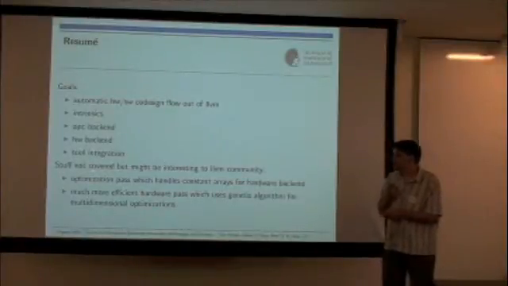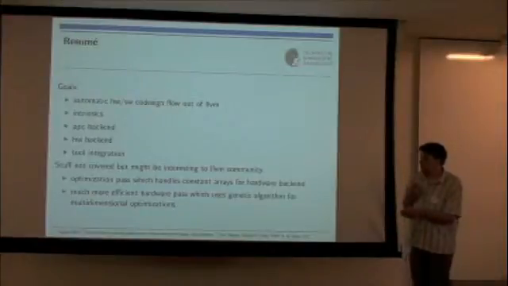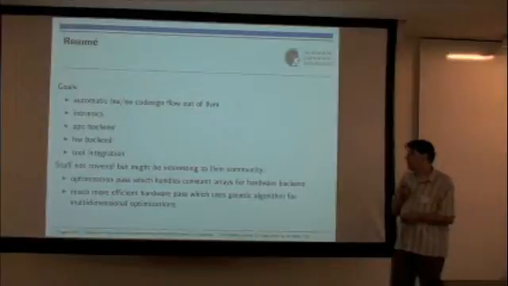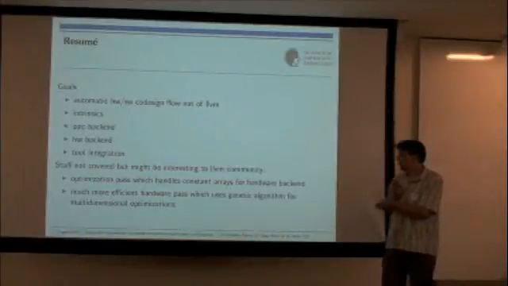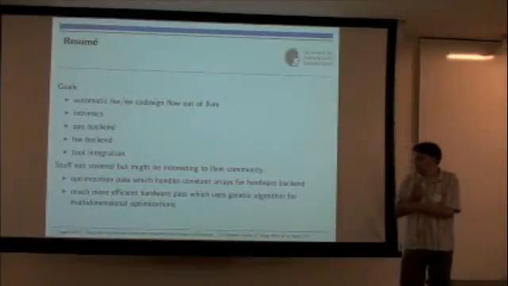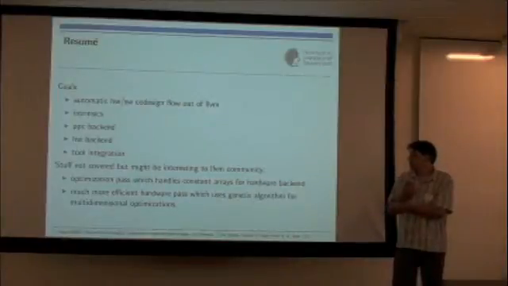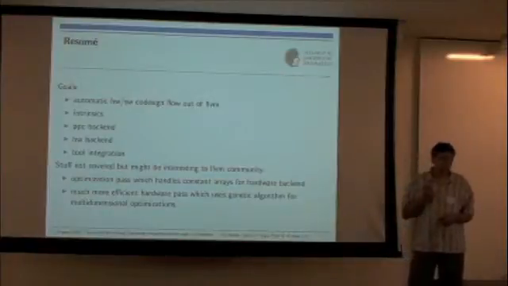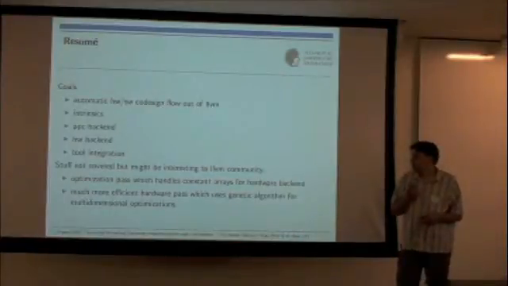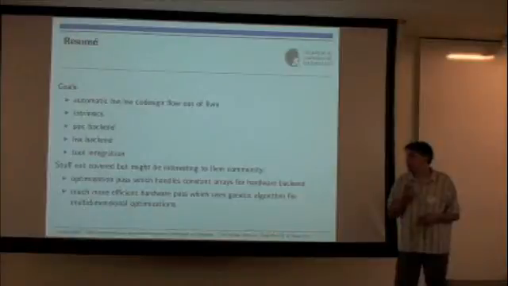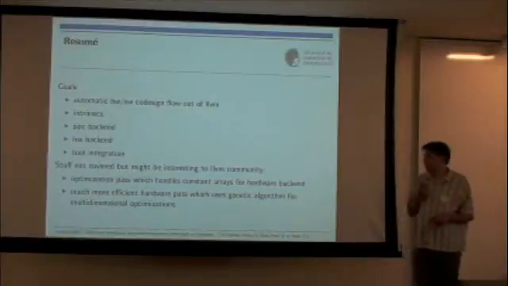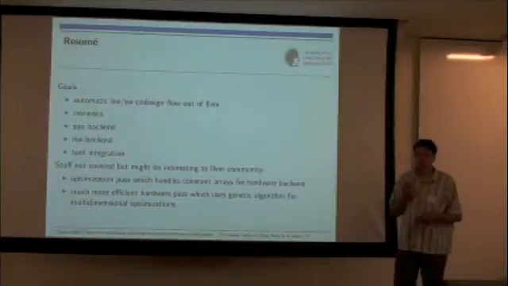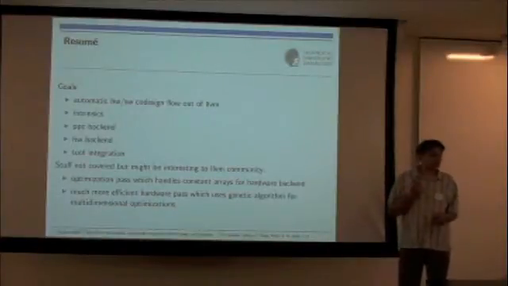Stuff I did not cover in this talk were some optimization passes which handle, for example, constant arrays for the hardware backend, and much more efficient hardware paths, using a genetic algorithm for multidimensional optimizations. If you have some questions on this stuff, we can probably talk about it or write on. So, thanks for listening.